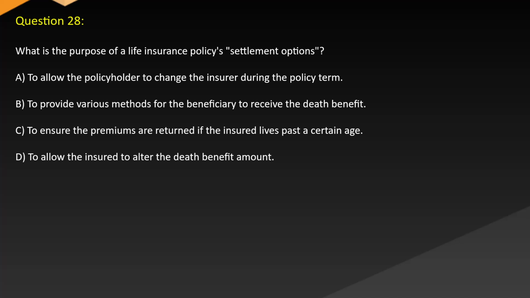Question 28. What is the purpose of a life insurance policy's settlement options? A. To allow the policyholder to change the insurer during the policy term. B. To provide various methods for the beneficiary to receive the death benefit. C. To ensure the premiums are returned if the insured lives past a certain age. D. To allow the insured to alter the death benefit amount.